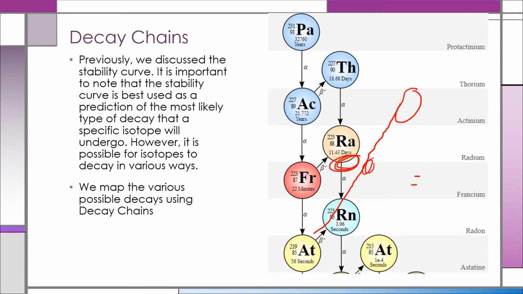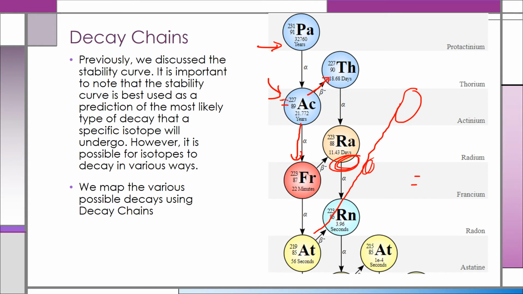But it turns out that a single element can actually decay in many different ways. So let's take a look at what could happen. Protactinium, right up here, is going to undergo alpha decay to become actinium. Now actinium can actually do one of two things, or at least actinium-227 can do one of two things. It might undergo a beta minus to become thorium-227, or it might undergo an alpha to become francium-223.